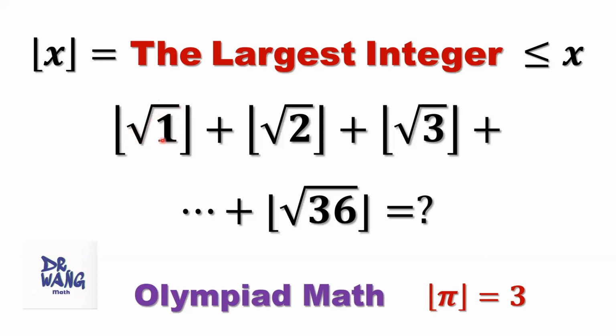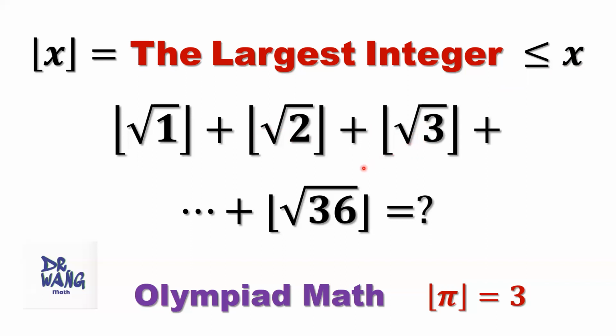So here, what is this? Square root of 1, it's 1. So if it is an integer, the largest integer less than or equal to 1, that's 1. Square root of 2 roughly equals 1.4 something. So the largest integer less than or equal to it, that's 1. How about square root of 3? Square root of 3 is 1.7 something. So under the floor function, it is also 1.